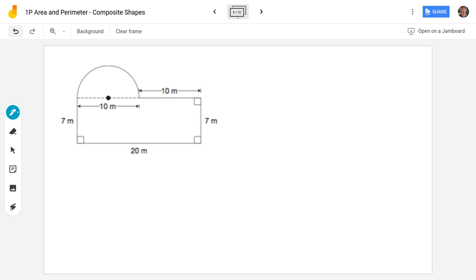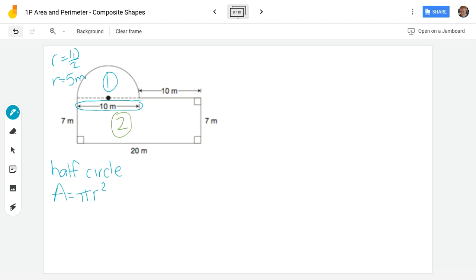So here's another composite shape. We have a rectangle and we have half of a circle. So this is area 1. This is area 2. Area 1 is half of a circle. And to get the area of a circle, we have to do pi r squared. So we need the radius. Well, all the way across the circle, we have 10 meters, which means the radius is half of that. So the radius is 10 divided by 2, which means it's 5 meters.